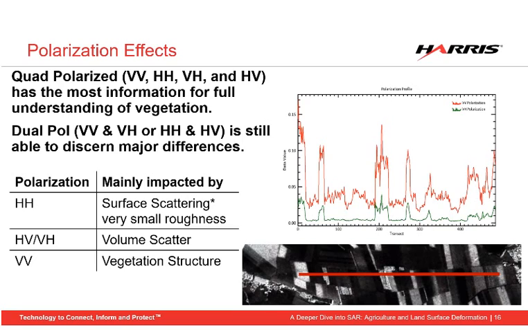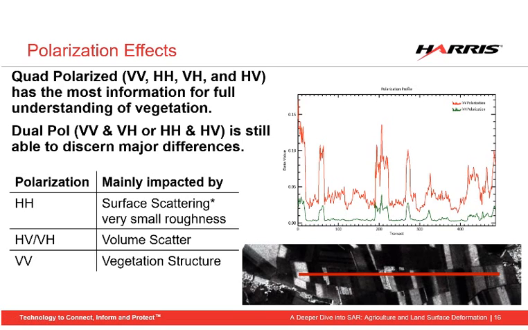To get optimal information on vegetation, you're going to want quad polarized SAR. This means you have all four bands, VV, HH, VH, and HV. However, sometimes this isn't possible, in which case dual polarization, so VV and VH or HH and HV, can still inform on many different agricultural aspects. Each polarization is usually affected by different aspects of the soil and vegetation interactions. So here's a quick general overview of what every polarization is best at.